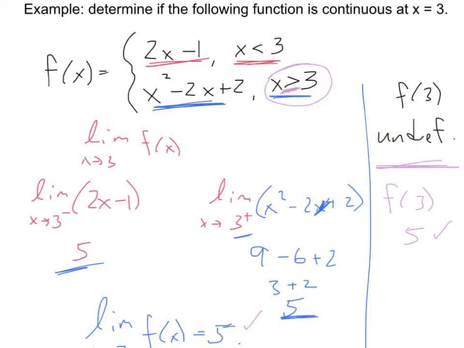That part's fine. X squared minus 2x plus 2, nice mild-mannered parabola. Nothing wrong with it. There's nothing wrong with this part of the function, nothing wrong with this part of the function. The only place there might have been discontinuity was right here. So if those match up, it means the whole function's continuous.